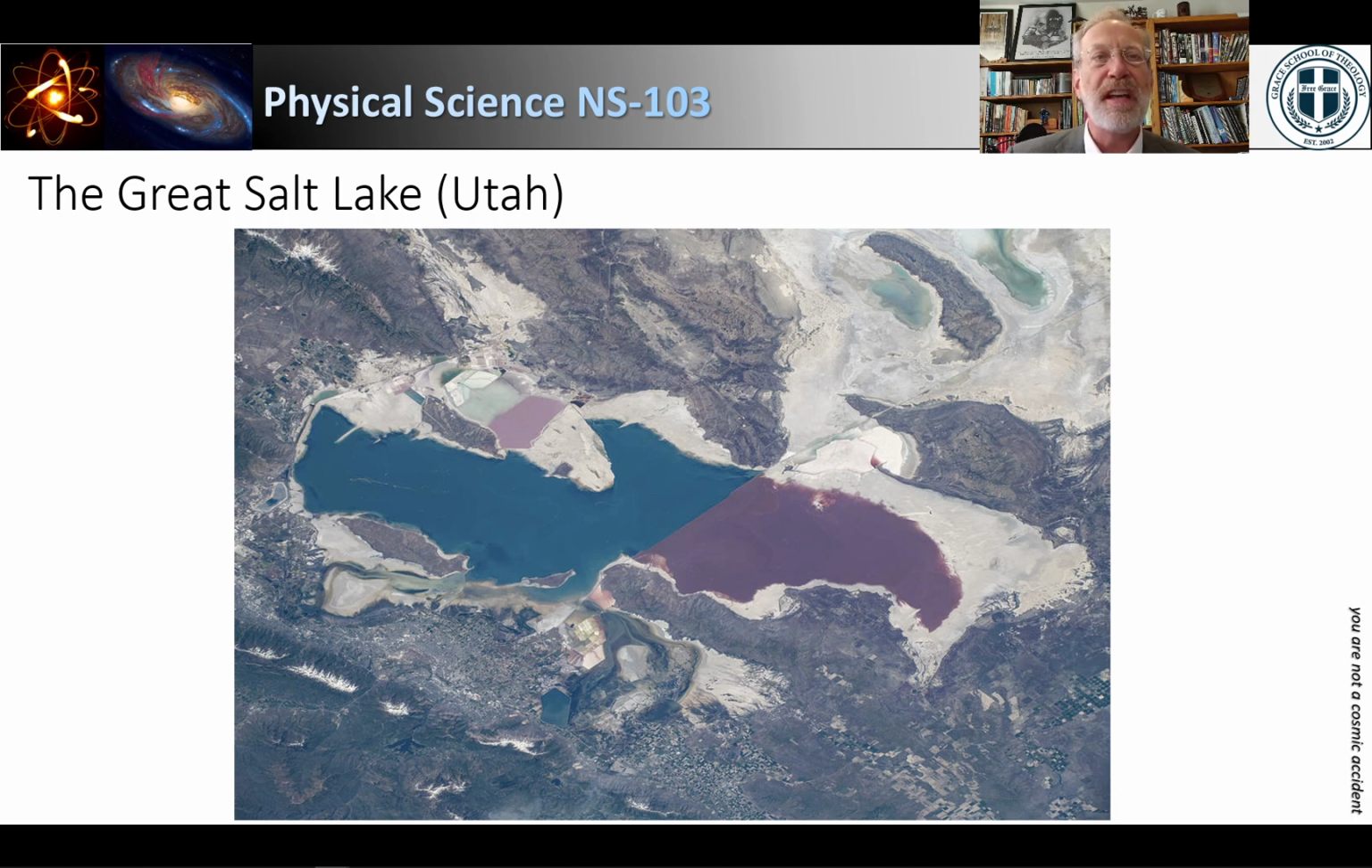It's different salinity. Let me get you oriented. North is kind of down and to the right. So this reddish part is the northern part of the lake, and this is the part that doesn't have fresh water flowing into it, and so it tends to get more and more concentration of salt.